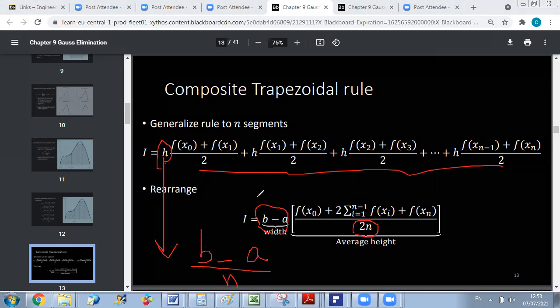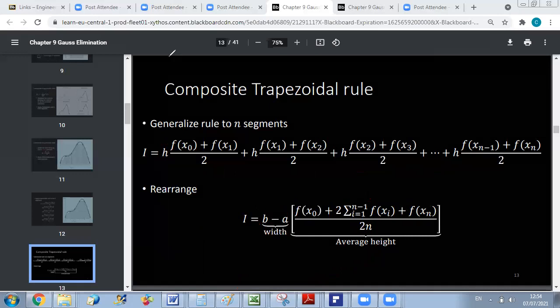Then I take f(x0) and f(xn) multiplied by 1, because they appear once in my summation, while all other terms in between will have a coefficient of 2. This is why I can summarize by saying it's plus 2 times the summation from i equals 1 to n minus 1 of f(xi), and of course over 2. Here they just took n inside of the brackets. So the result I is b minus a, the total width, times f(x0) plus 2 times the summation from 1 to n minus 1 of f(xi) plus f(xn), over 2n.